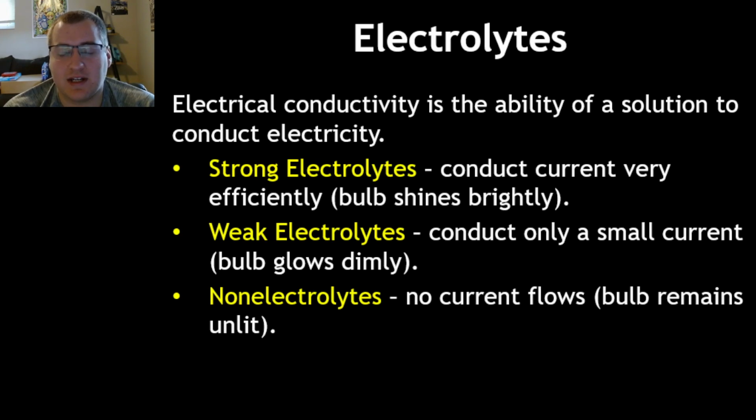A weak electrolyte conducts only a small amount of current, so this might be a partially soluble salt or something like that, where it does conduct electricity but doesn't do it very efficiently. But then you have non-electrolytes where no current will flow. Things that are not so soluble, that don't conduct electricity.